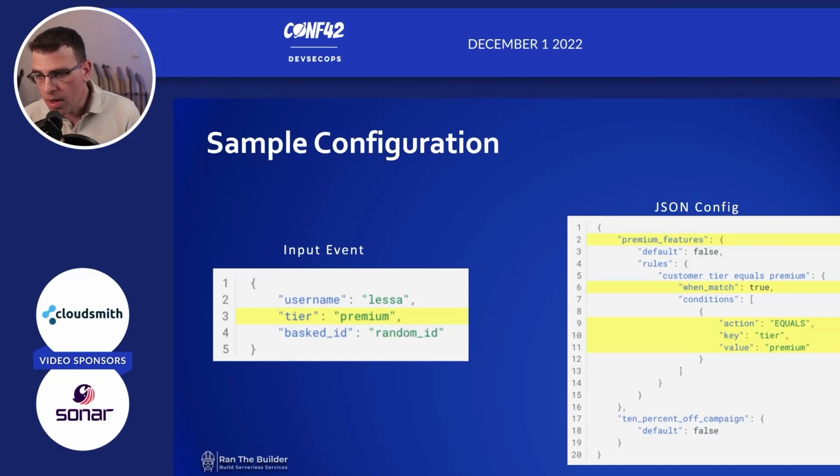And in order for the rule to match, all the conditions need to evaluate true. So here we have a set of conditions, just one. And it means that the tier, which is the key in the input, needs to have a value of premium, right? Because the action is equals, so the key tier and the value need to be equal.